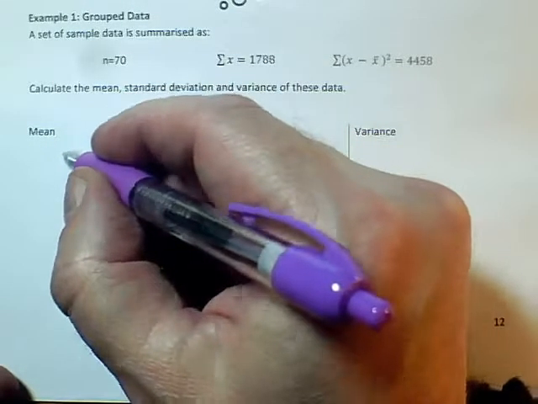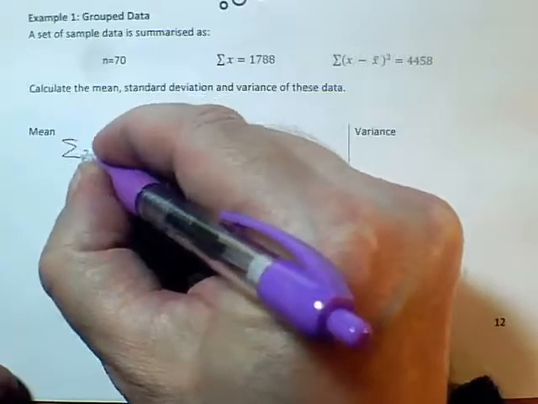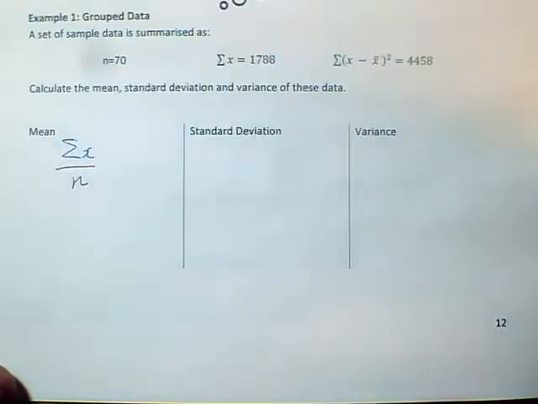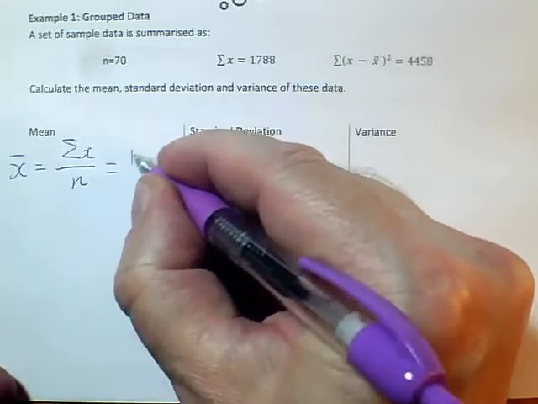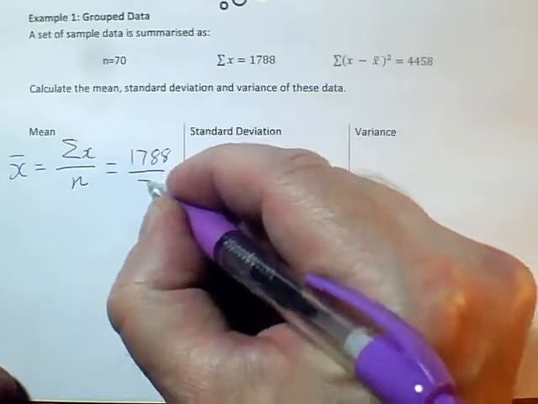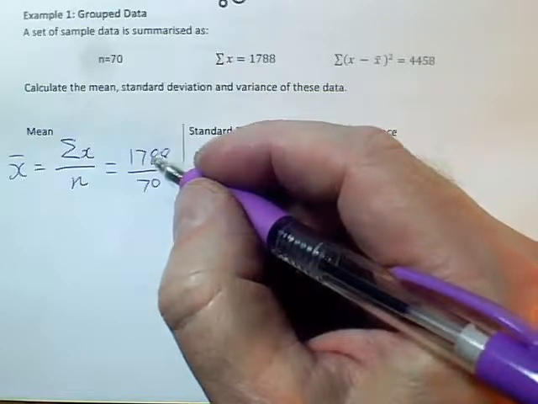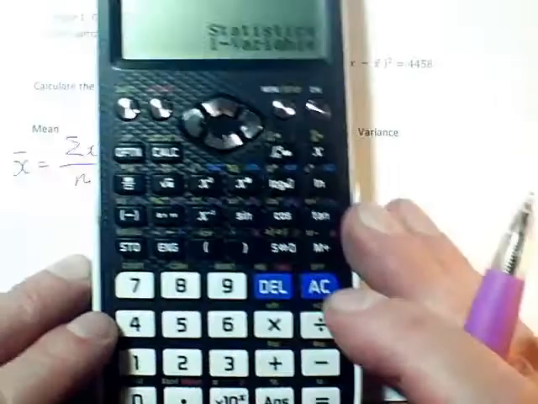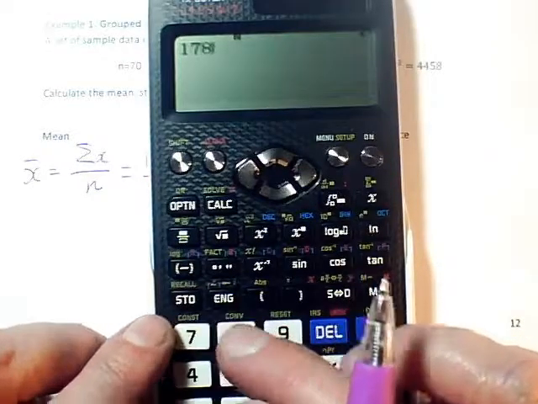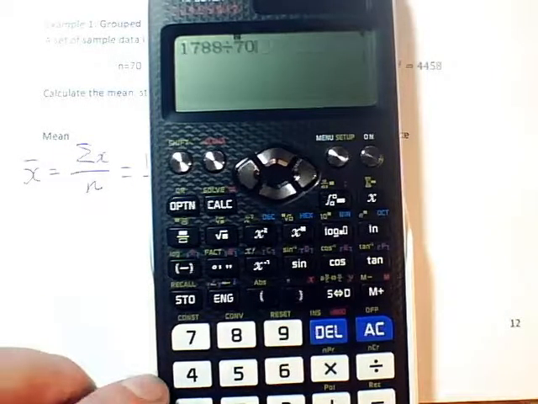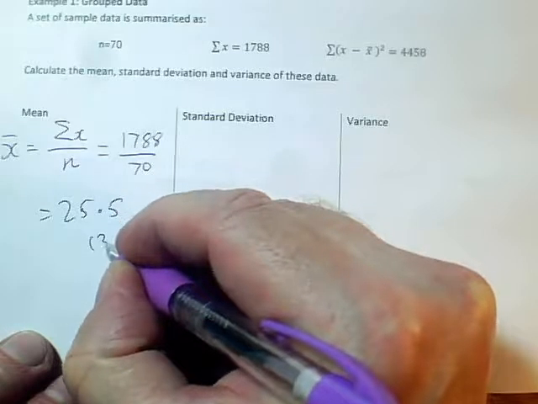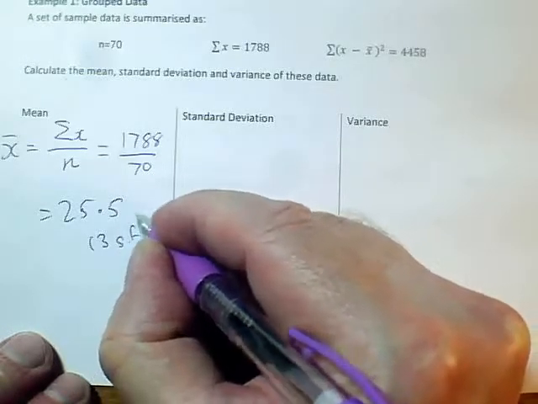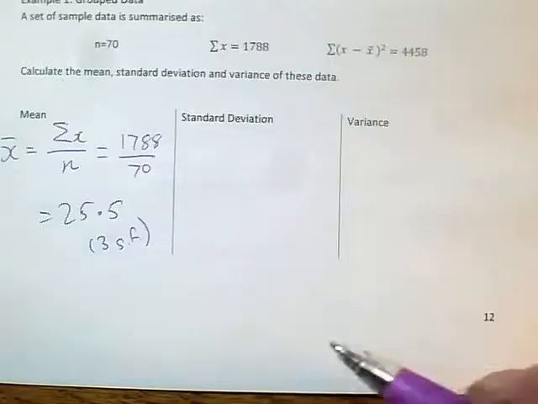So the mean, we've got a formula for the mean, it's come up before, we've got sigma x over n, but that's a formula you have to learn. So x bar is sigma x over n, so this is very simple, it's 1788 divided by 70, so I can do that on my calculator. 1788 divided by 70 equals 25.54, so that's 25.5 to 3 significant figures. I don't even know what the units are, so I'll just leave it as a number.